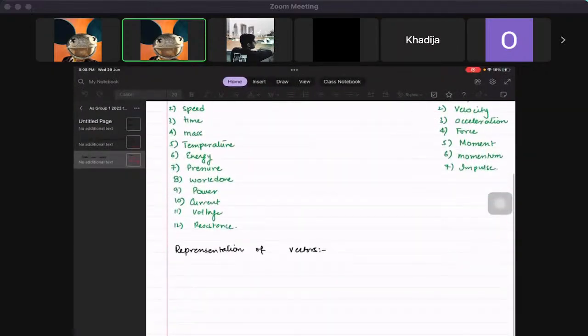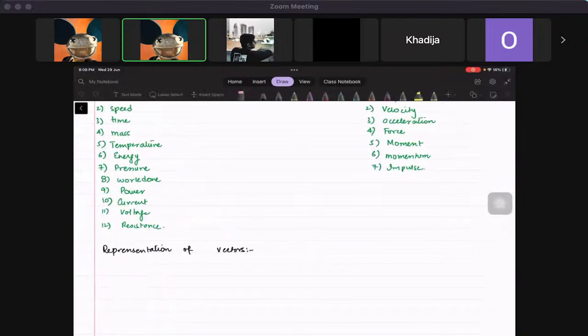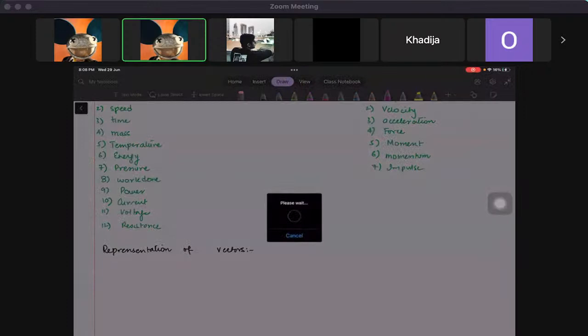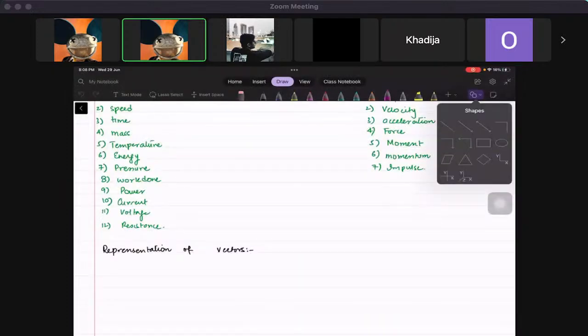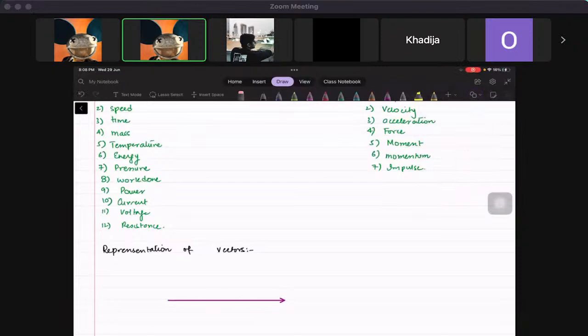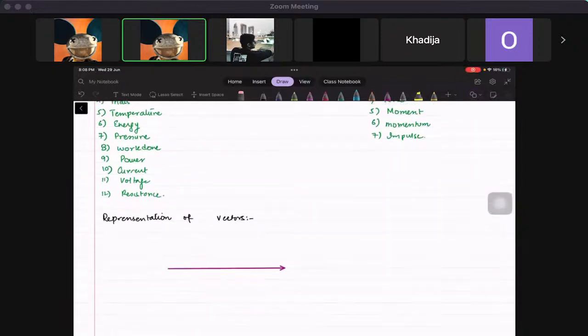Alright, so as I was saying, when you look at a vector like this, you should remember that the arrow basically tells you the direction, and the length tells you its magnitude.